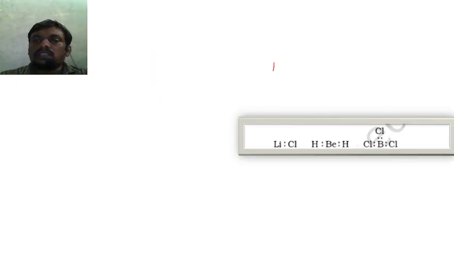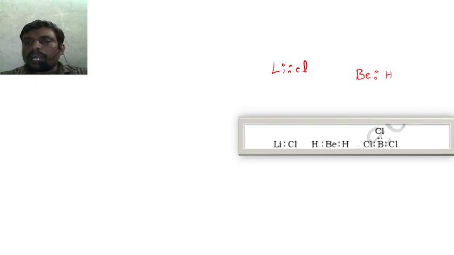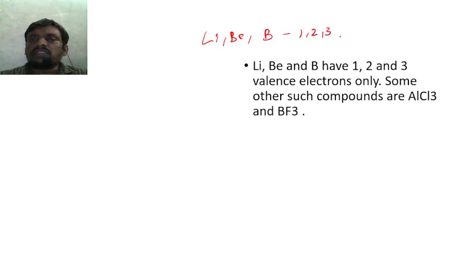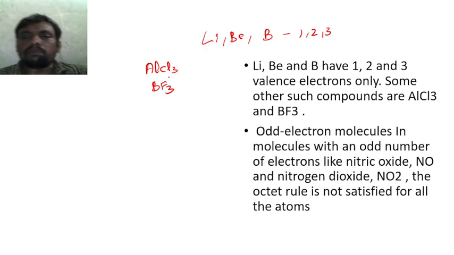Diagrammatically, in lithium chloride you can see the bond between lithium and chlorine, and between beryllium and hydrogen you can see how the structure is shown, and boron trichloride is here. Now in fact lithium, beryllium and boron have 1, 2, 3 valence electrons only. Some other such compounds are aluminium chloride, AlCl3 and BF3, and they are good examples.